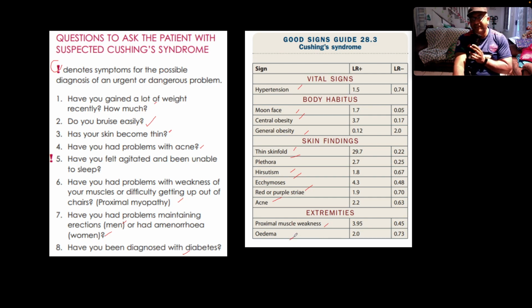Alrighty. Remember, guys, the differential for Cushing's can be hypothyroidism, or just simple obesity. It can also be some of the genetic syndromes like Prader-Willi and Laurence-Moon-Biedl.